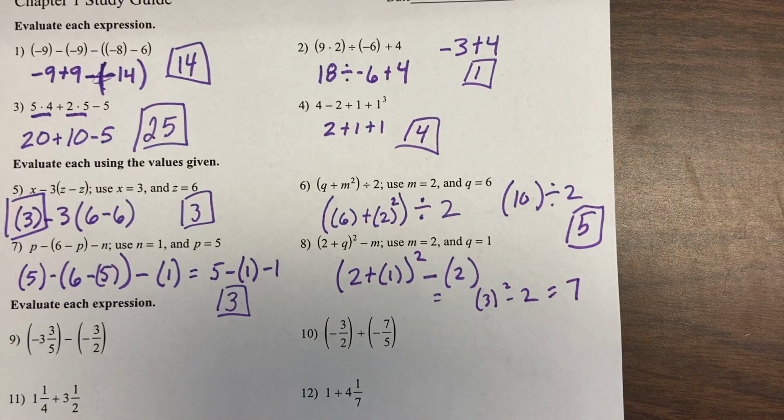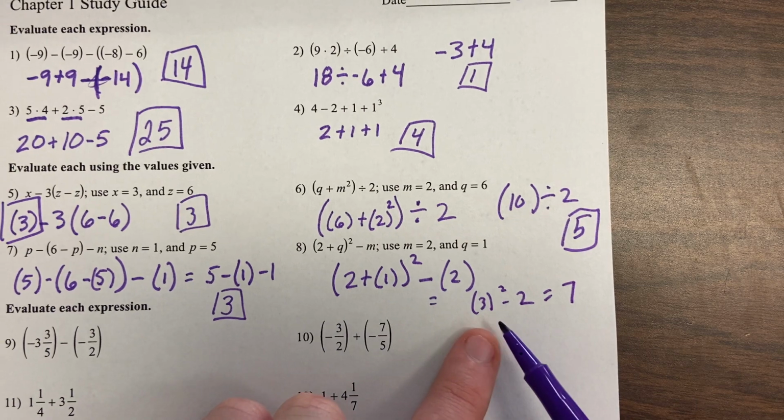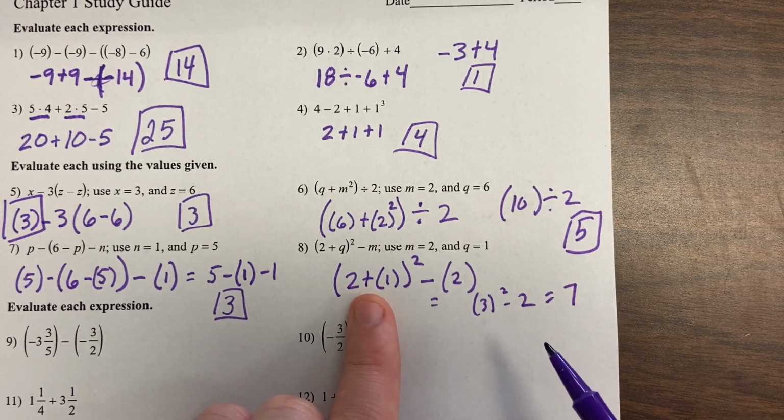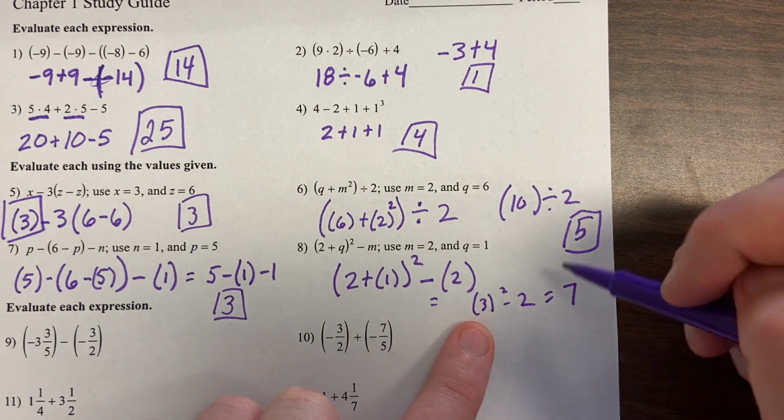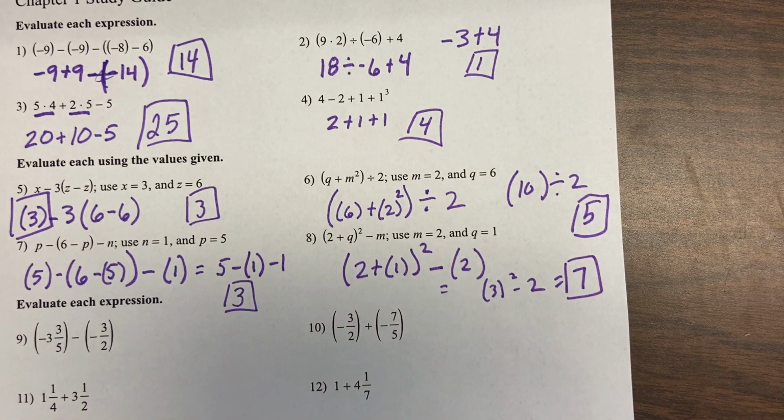Oh, I'm so sorry. So all I did was combine this 2 plus 1 to say 3. So now 3 squared is 9. 9 minus 2 is 7. Sorry.